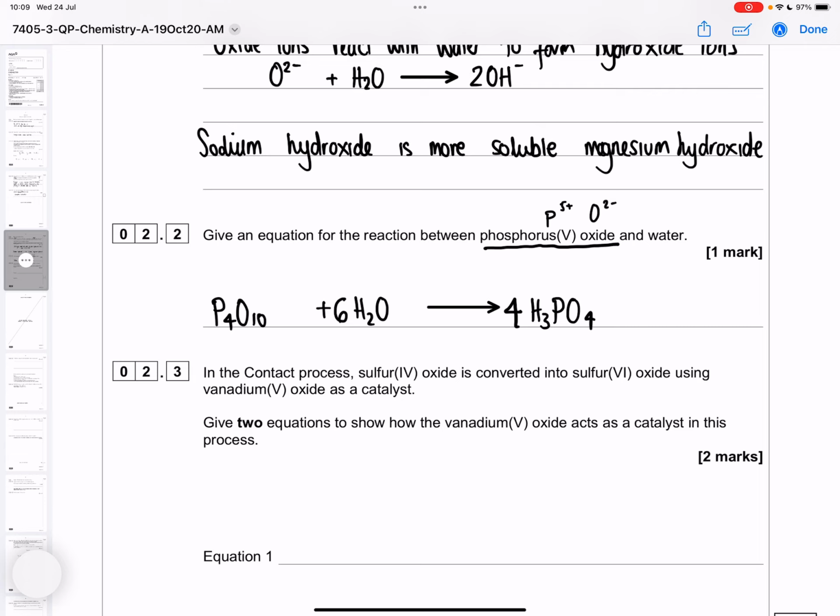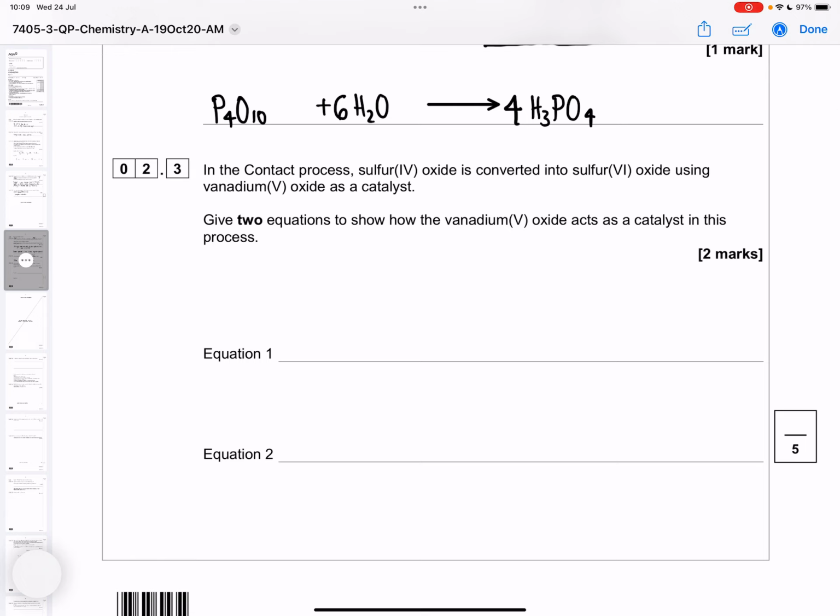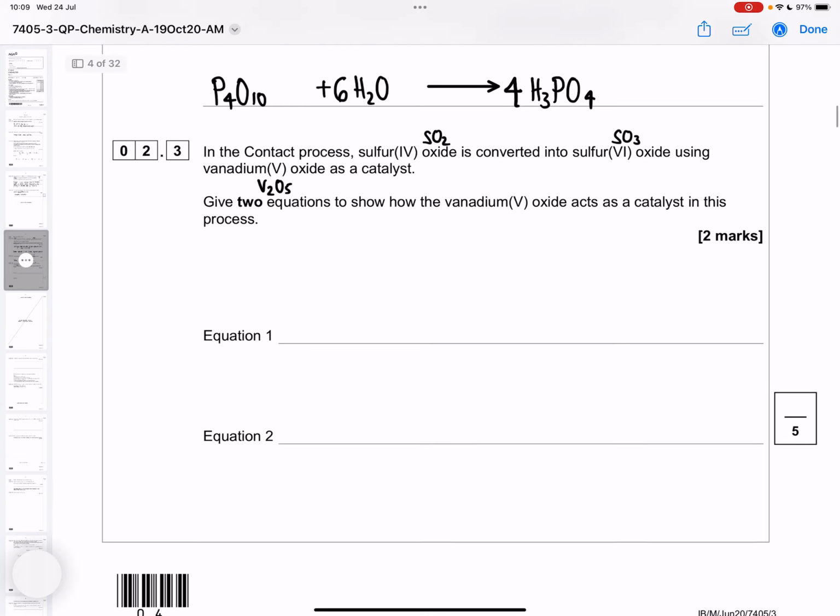In the contact process, sulfur 4 oxide, so SO2, is converted to sulfur 6 oxide, SO3, using vanadium 5 oxide, V2O5, as a catalyst. Give 2 equations to show how vanadium 5 oxide acts as a catalyst in this process. So the first thing that vanadium 5 oxide does is it reacts with the sulfur dioxide, oxidizing it to sulfur trioxide or sulfur 6 oxide, and is itself reduced to vanadium 4 oxide.